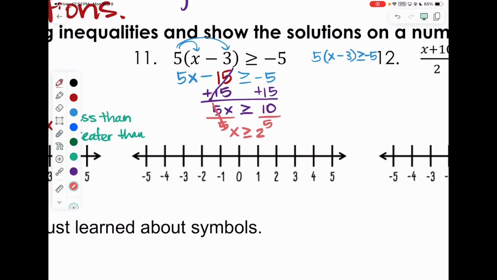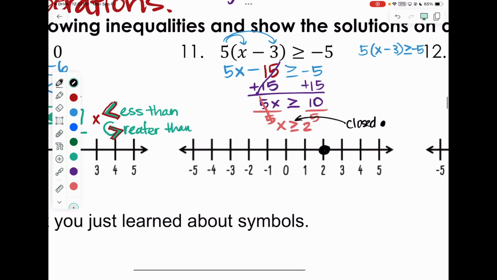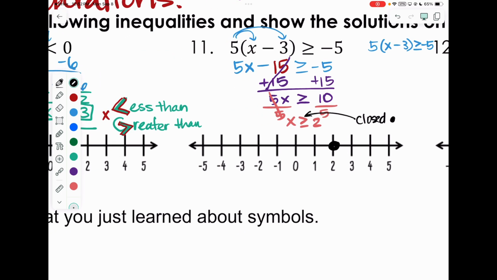Okay. Is it open or closed circle? That means closed. On 2. Now what? Which side do I shade? Left side or right side? You said both.